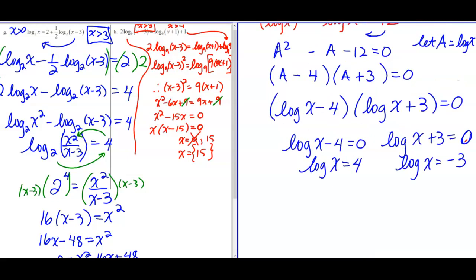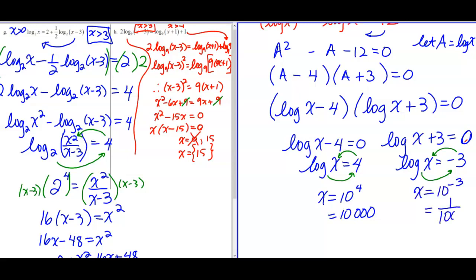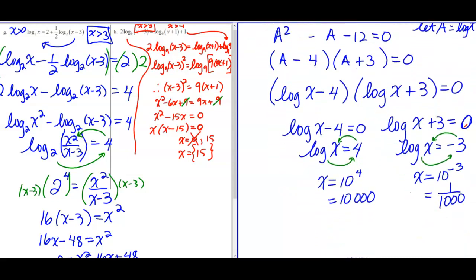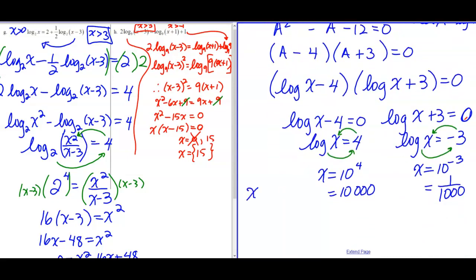Log is base 10. So 10 to the fourth equals x, so x equals 10 to the fourth, which is 10,000. 10 to the negative 3 is x, so x equals 10 to the negative 3, which is 1 over 1,000. And back up here, x has to be greater than 0, which both of these are.